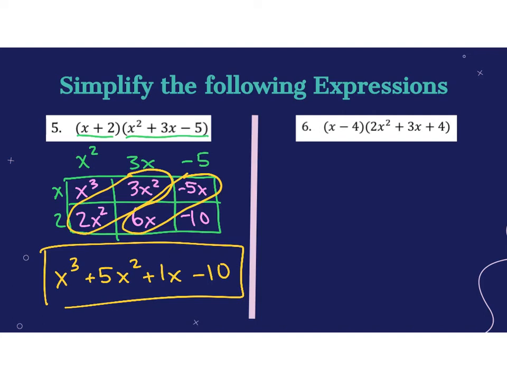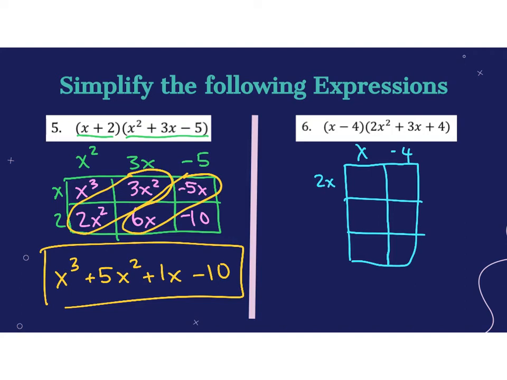Let's try the next one. Maybe you set up your box vertically instead of horizontally. Maybe my box is going to look like this. It doesn't really matter. When it comes down to it, you're going to get the same answer. You're going to get the same simplified expression. So if I do it vertically, then my x minus 4 needs to go up here, and the 2x squared and 3x and positive 4 needs to go on the left.